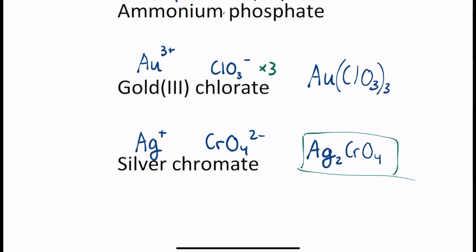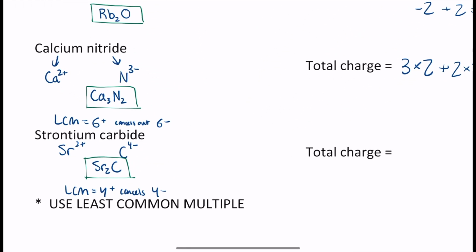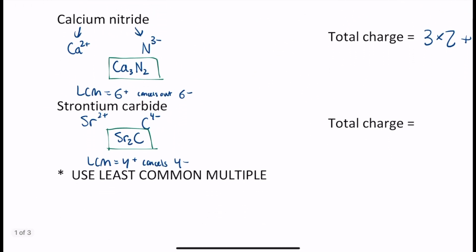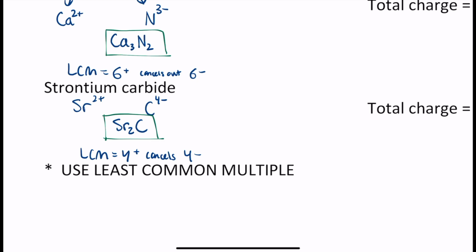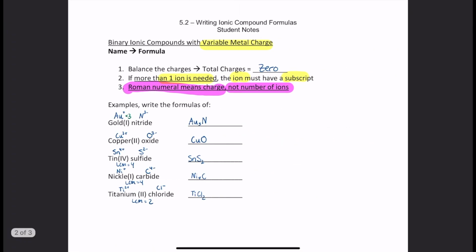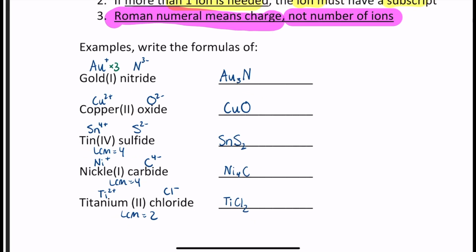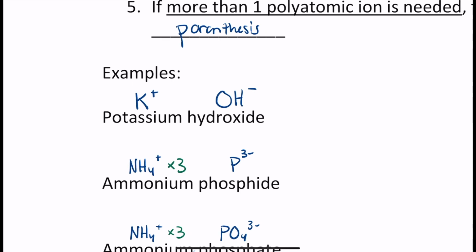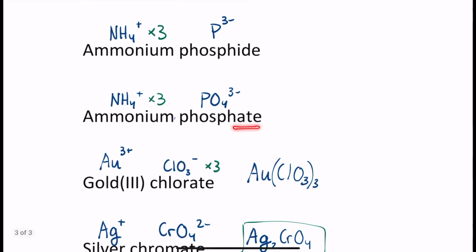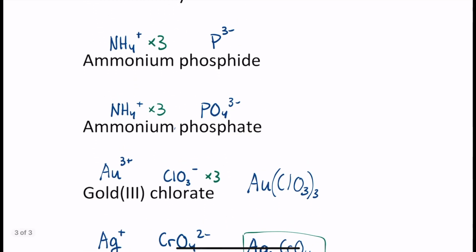But anyways, that's all we learned about here. We learned how do you actually balance these charges. If you need to use the least common multiple, how do you do that? And then we could write formulas using these Roman numerals as well. They're just the charge of the metal. You just got to balance those charges manually. And then if you have a polyatomic ion, normally they'll end with -ate, so you have to look them up then.